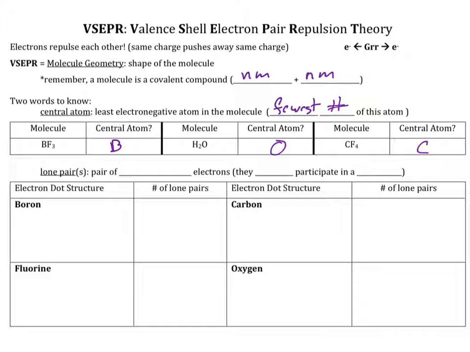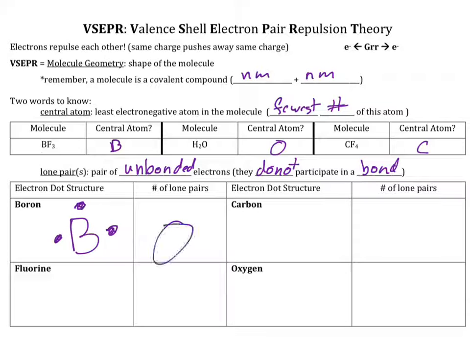Now we want to talk about lone pairs. Now lone pairs, they are pairs of unbonded electrons. They do not participate in a bond. However, they do have an effect on the shape of a molecule. So let's go ahead and draw the Lewis structure here. In this situation, there's 0 lone pairs. We have 3 single electrons, but 0 pairs.